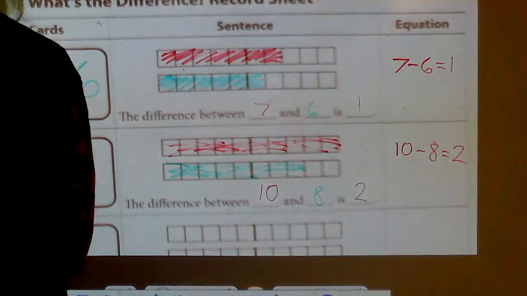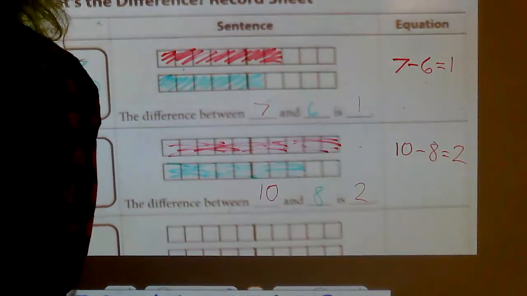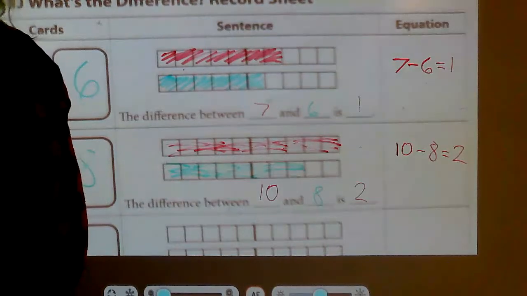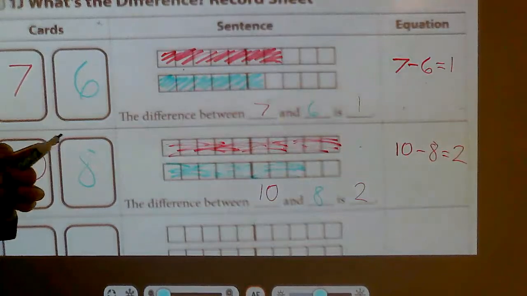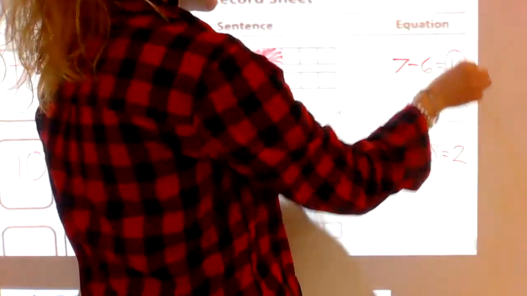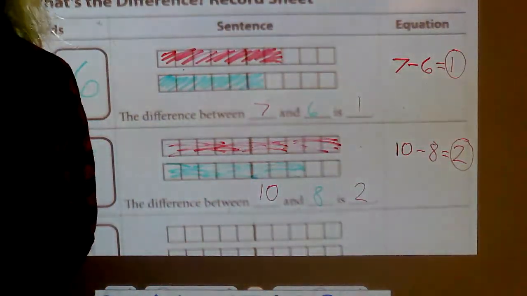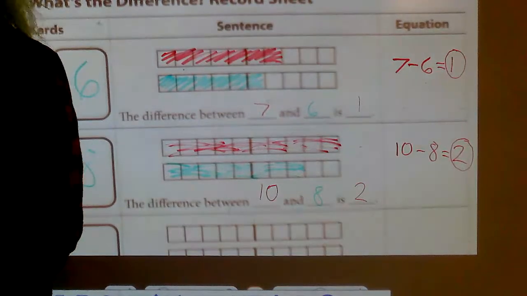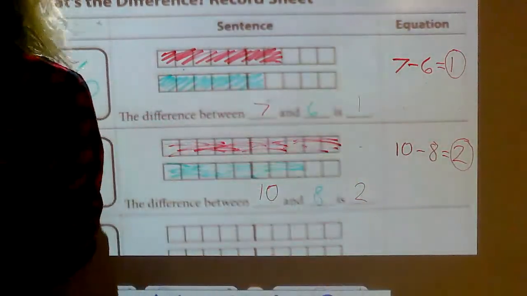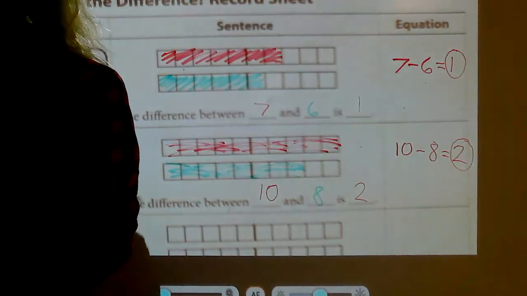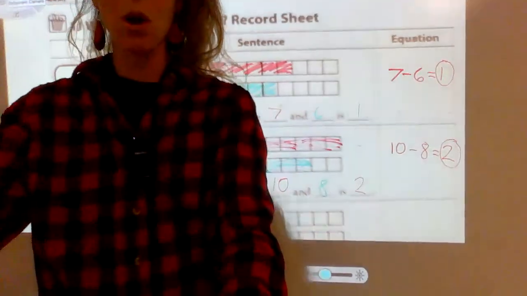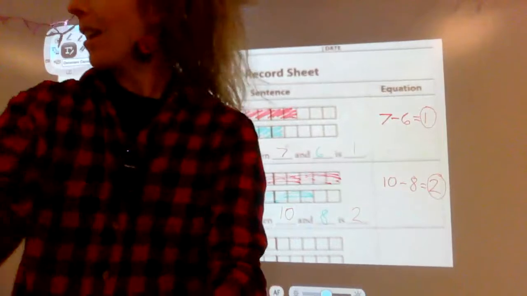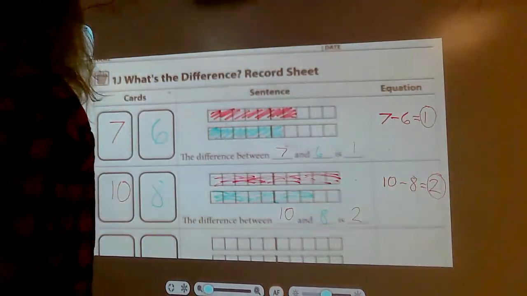Okay, then you're going to keep playing until you get to the bottom of the page, and you're going to circle all of your answers. So this is the answer. You're going to circle the answer all the way down. Then you're going to add all of your answers, and you're going to write your score and your partner's score at the bottom of the sheet, and the player with the highest score wins. Okay, that is how we play What's the Difference?